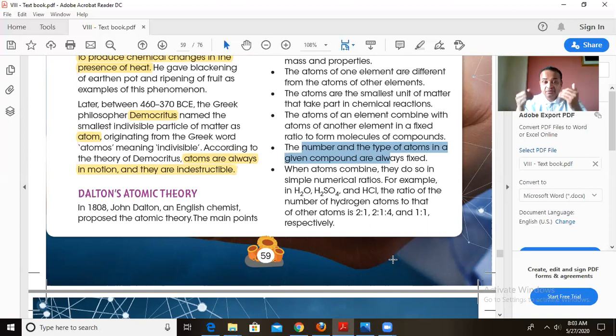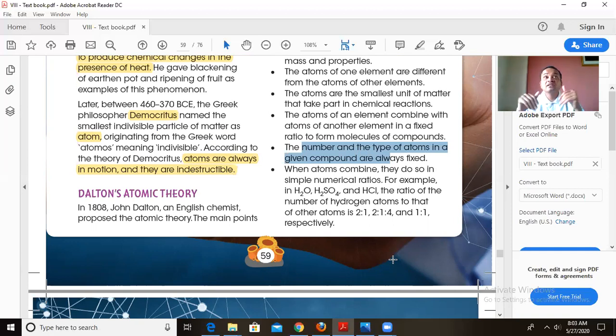The atoms combine in a simple numerical ratio. Let us see one example. H2O: 2 hydrogen, 1 oxygen. So the ratio is 2 to 1, a simple numerical ratio. Water, 2 to 1.